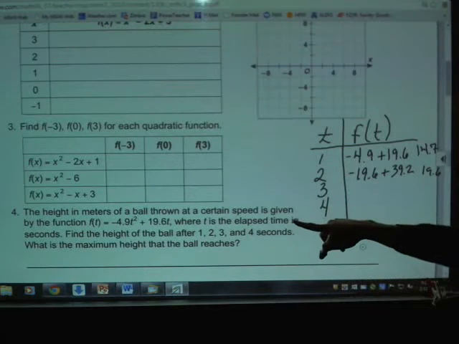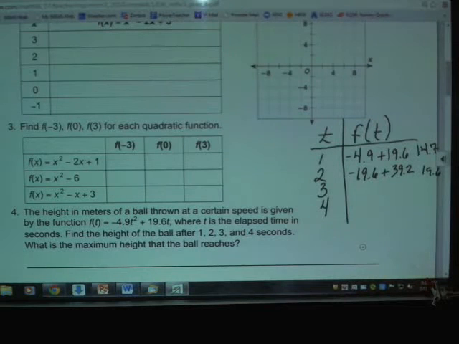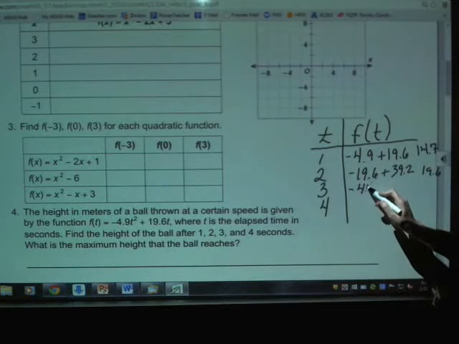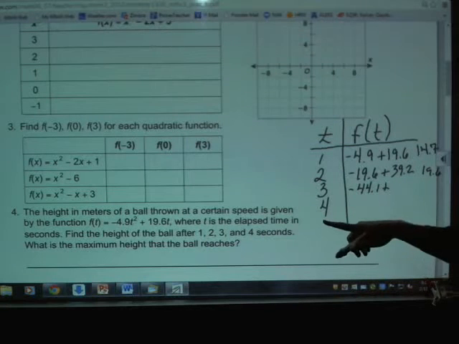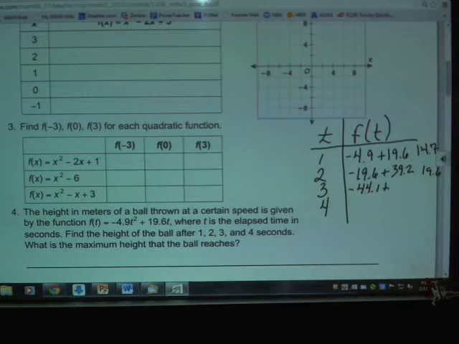3 seconds in. 3 squared is 9. Times negative 4.9 is going to give me negative 44.1. And then the second part, 19.6 times 3, that's 58.8. So I'm going to add those two in, and when I do that, it gives me 14.7. So obviously the ball is now falling again. We got all the way up to 19.6, now it's dropping down to 14.7.